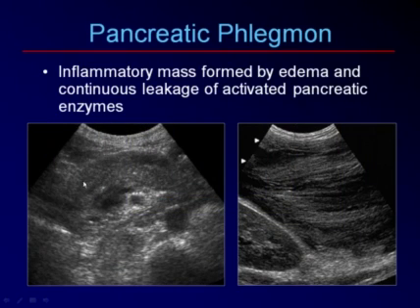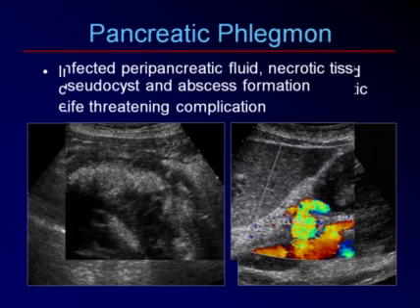Here's a pancreas, SMA. Splenic vein was in here, and the gland is edematous. But off to the side, we saw streakiness throughout the abdominal wall musculature and in the retroperitoneum. And this is what a phlegmon looks like, which is formed from edema and continuous leakage of these activated pancreatic enzymes in between these tissues.